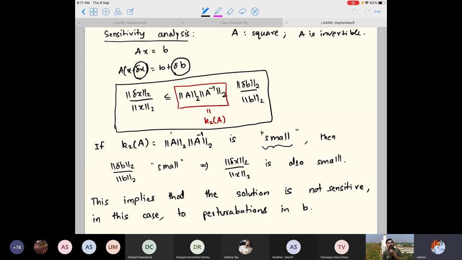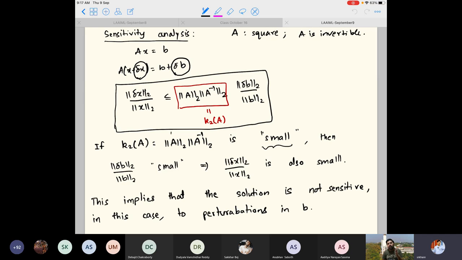So if the condition number is 1, then what is this sensitivity analysis result really telling us? The sensitivity analysis result is actually telling us that, since this condition number is 1, the error in x is at most as much as the error in b. That is a reasonable thing to assume. You started with error in b, then you expect at most as much error in x as there was in b, relatively. That's what this statement is saying in the best possible case.